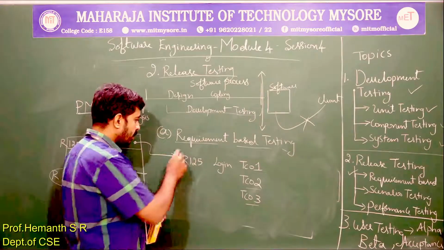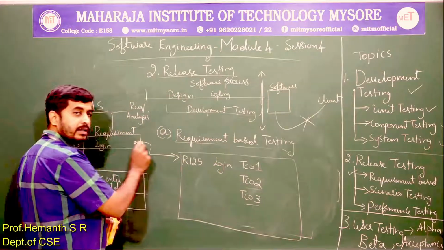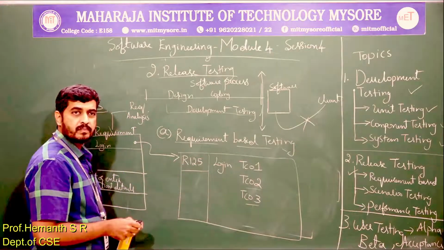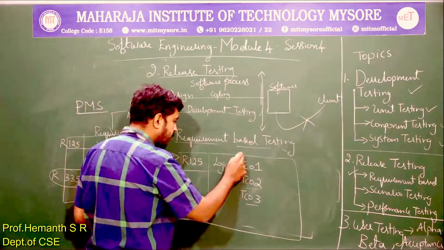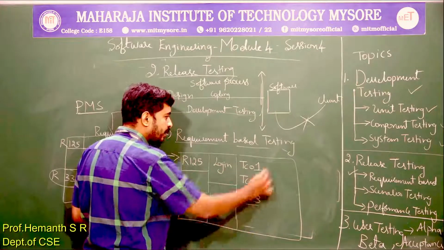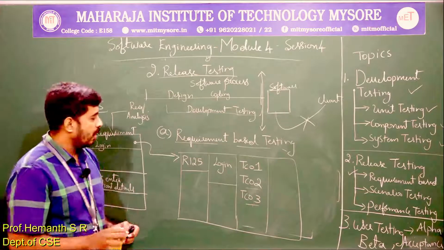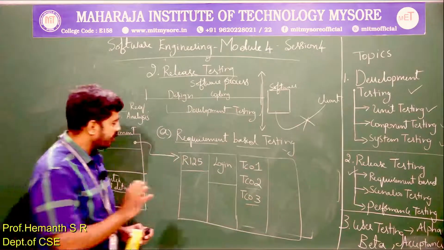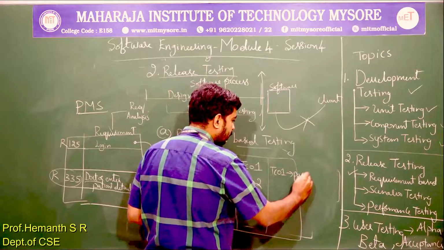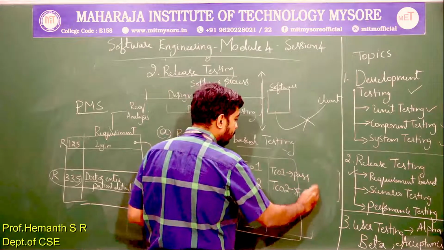So the thing that should be noted here is, we have taken a requirement with this ID R125. This is what is needed as part of the requirement: patient should be able to log in, and this requirement is tested using 3 test cases. Also, we will declare the result. For example, TC01, it is passing, pass. TC02, it is failing.